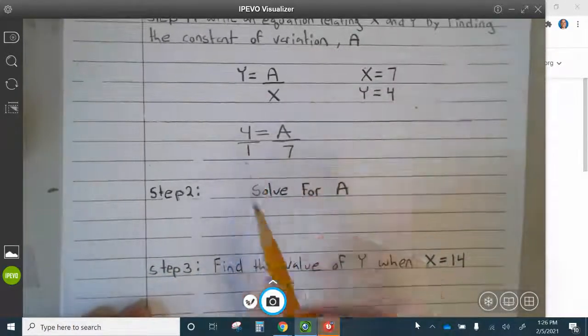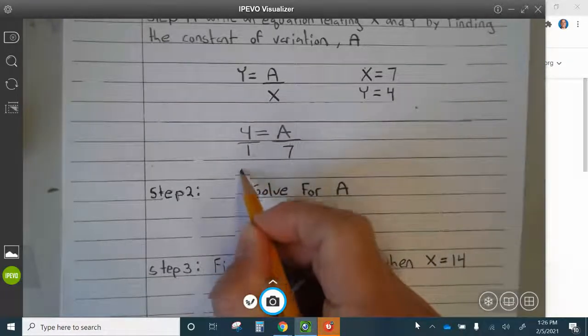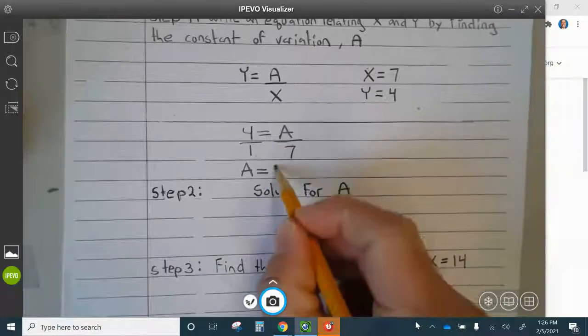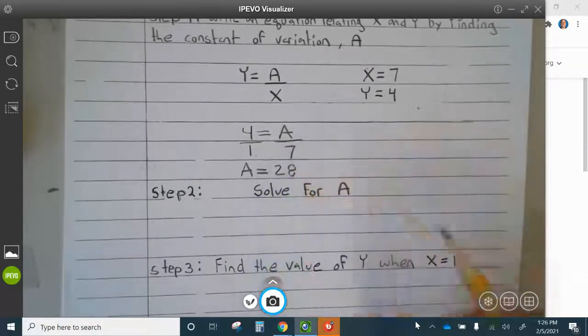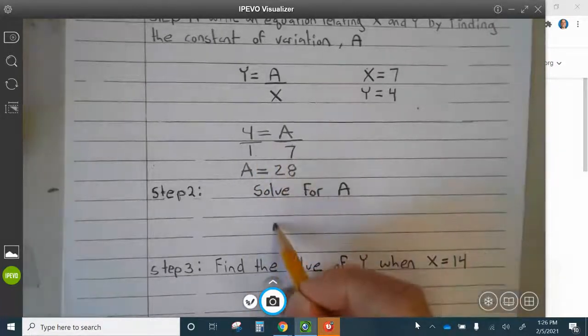So we cross multiply. So 1 times a is a. 7 times 4 is 28. Okay, so now we have a equals 28.